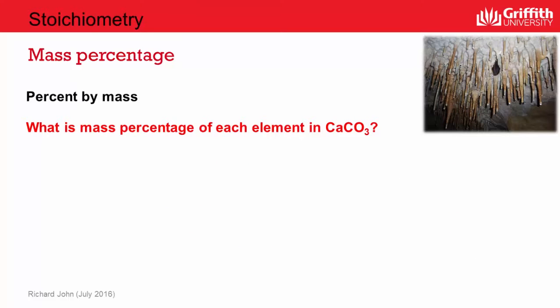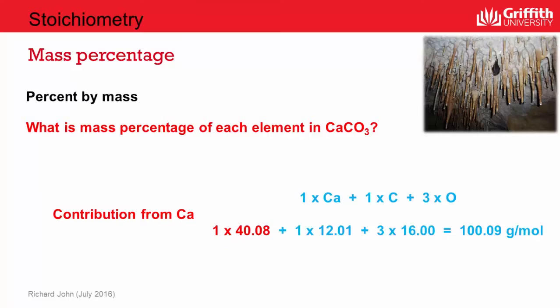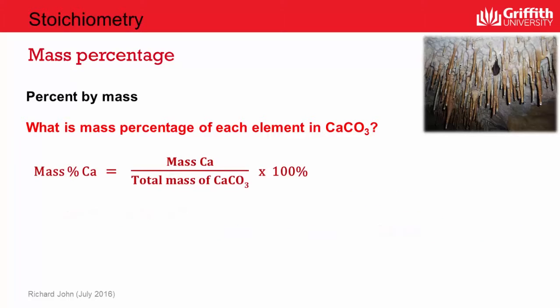Let's have a look at another example here. What is the mass percentage of each element in the compound calcium carbonate? So the mass of 1 mole of calcium carbonate is 100.09 grams. And again, we get that from the molar mass calculation: 1 times the molar mass of calcium plus 1 times the molar mass of carbon plus 3 times the molar mass of oxygen, being 3 oxygen atoms in the formula unit for calcium carbonate. So the contribution from calcium is the 1 times 40.08, the contribution from carbon, the 1 times the 12.01, and the contribution from oxygen being the 3 times 16. So we can write these out.